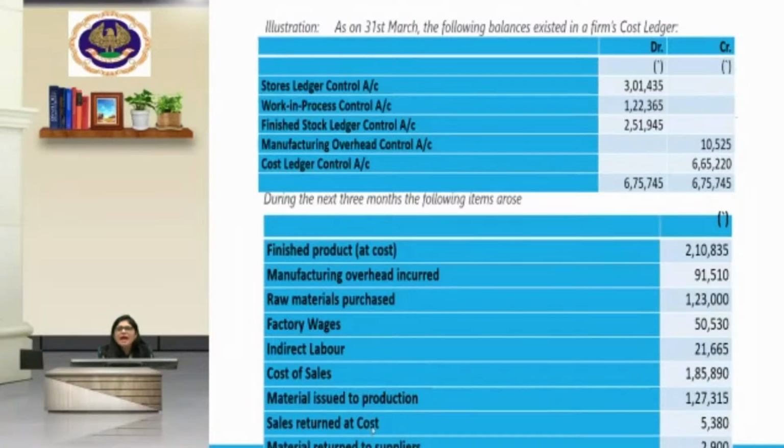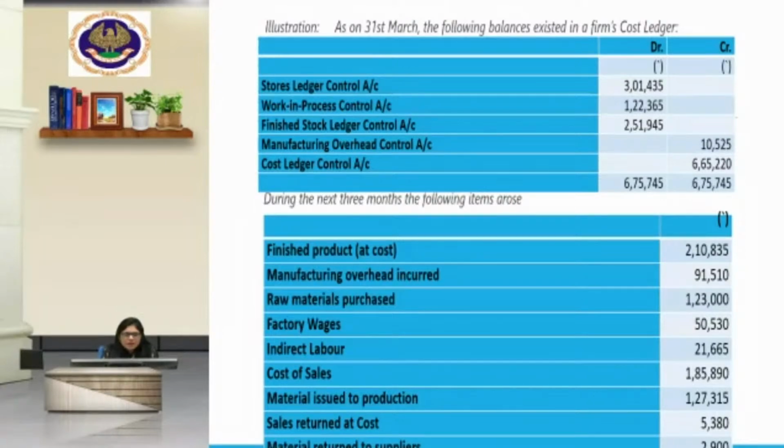Sales returned at cost. You transferred the cost of sales from finished goods to cost of sales account. Now sales are returned at cost. Return it back to finished goods account. Entry will be finished goods control account debit to cost of sales. I'm repeating. When you transferred the cost of sales, the entry was cost of sales account debit to finished goods. Now sales are returning at cost, so return back to finished goods account for inventory. It will be kept in inventory again. So finished goods control account debit to cost of sales account.